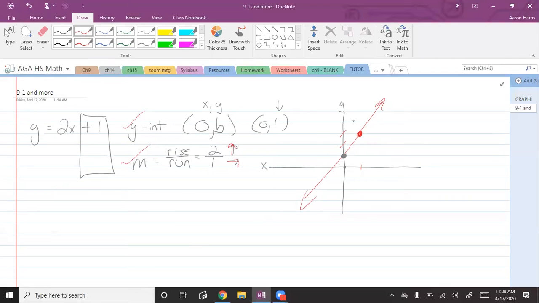All right, so I'm going to leave you alone, and you're going to do the second one. y equals negative 4 over 3 x plus 2. You do everything. All right.